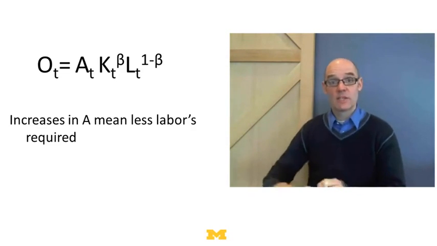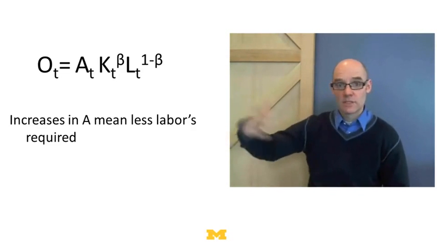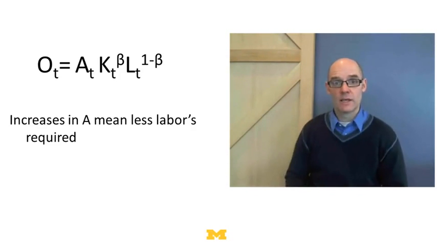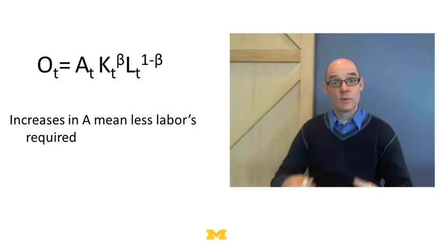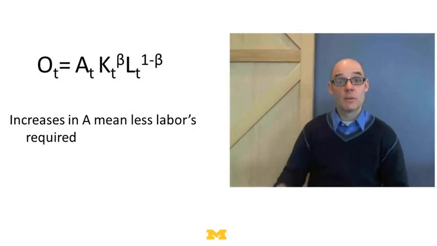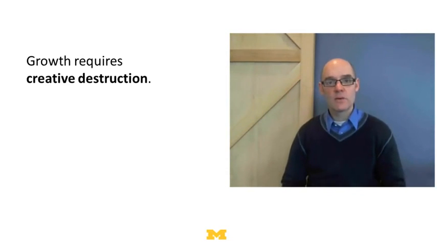And so that labor eventually goes to producing more machines and more physical capital and more innovations, and we get more growth. But in the short run, when suddenly the machines are more productive, those workers don't have any place to go and we get unemployment. And that unemployment can be costly. So one of the things we learn implicitly from the model is that growth is going to require some creative destruction. Because what happens when we increase A?